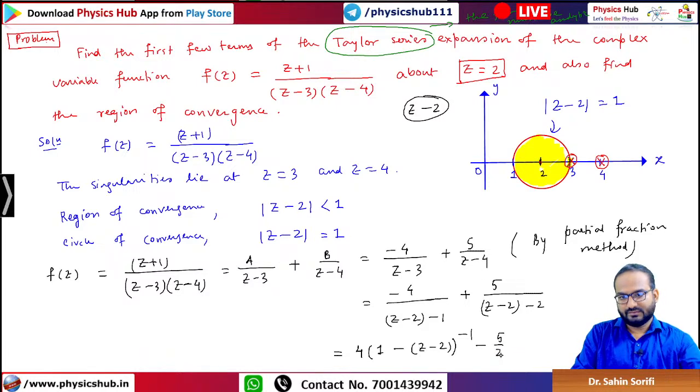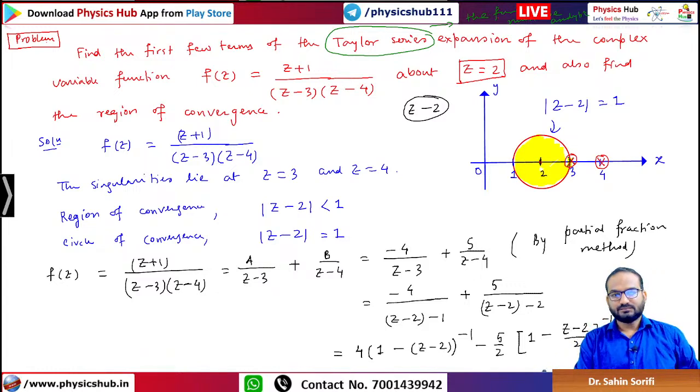minus 5 by 2. If |z minus 2| is less than 1, (z minus 2) by 2 will also be less than 1, no issue in that. So (1 minus (z minus 2) by 2) inverse. Can you write it? This one we could write because |z minus 2| is less than 1. So we can expand it now. In infinite series you can use binomial expansion.